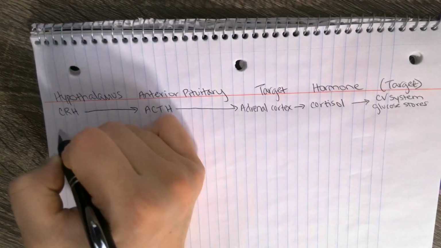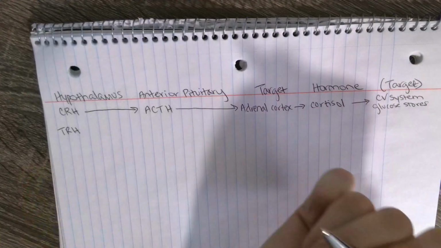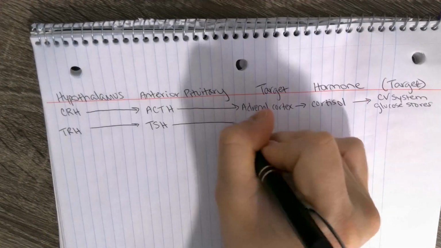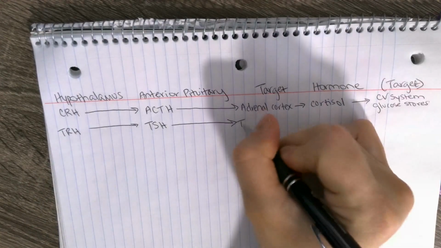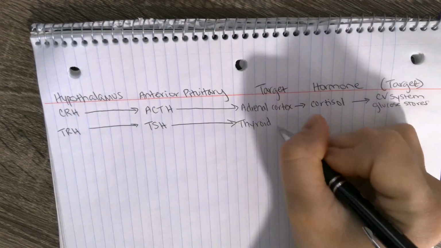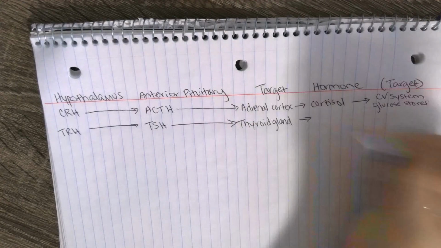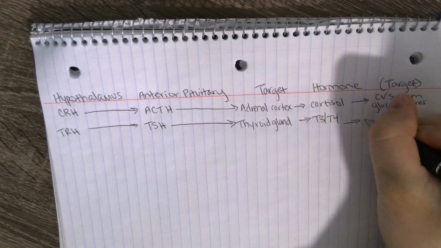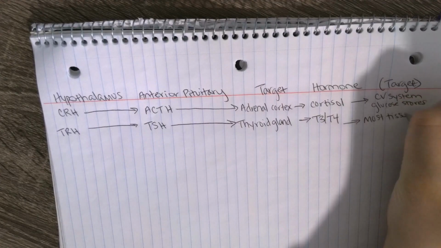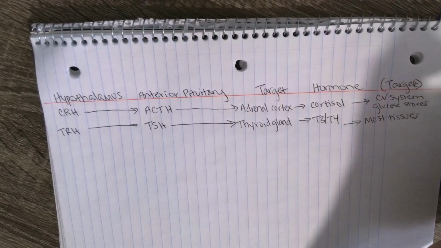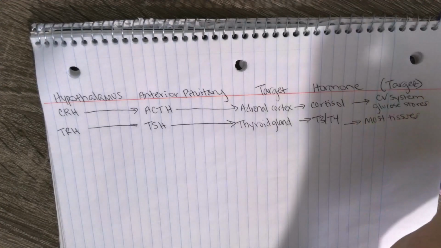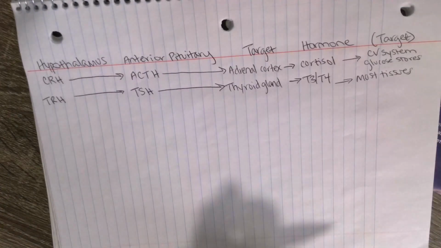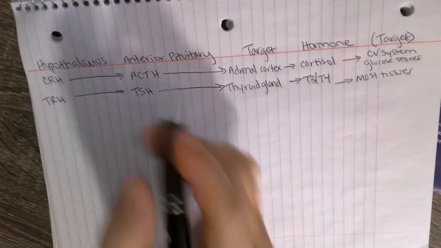So let's do another one. Thyrotropin releasing hormone stimulates the anterior pituitary to release TSH, which stimulates the thyroid gland. And what does the thyroid gland do in response to that? Releases T3 and T4. What are the targets of T3 and T4? Most tissues of the body. If you wanted to, you could do another column and write the function off to the side. This is just a basic starting point, what I would at least start with. Those two are your longest pathways.